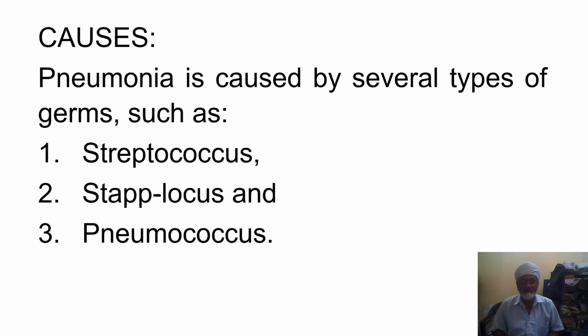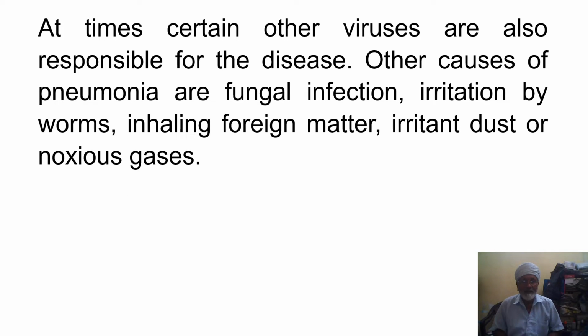Causes. Pneumonia is caused by several types of germs such as Streptococcus, Staphylococcus and Pneumococcus. At times, certain other viruses are also responsible for the disease. Other causes of pneumonia are fungal infection, irritation by worms, inhaling foreign matter, irritant dust or noxious gases.